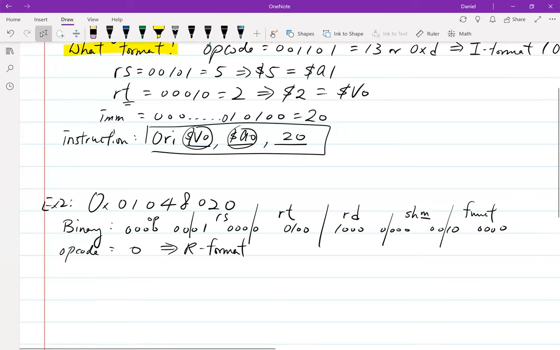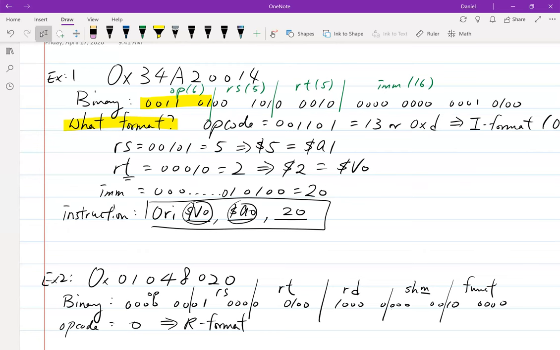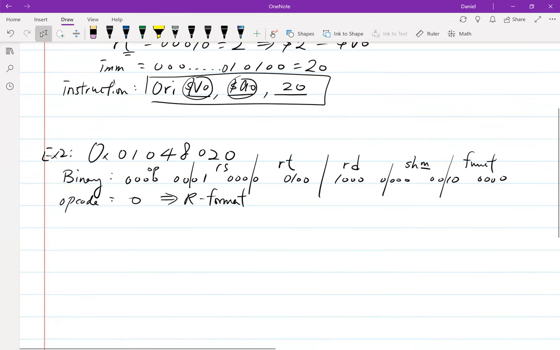You can see that it's very consistent again, right? The first three fields are the same between I format and R format. The difference is that you break up the immediate from the I format into three fields for the R format. Okay, so now let's continue. Let's do RS.